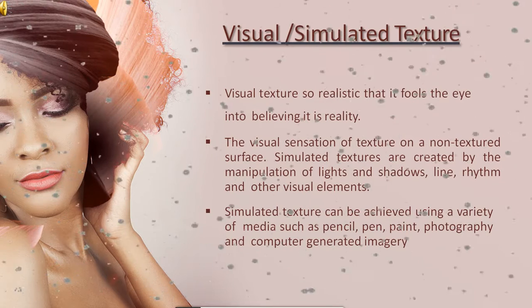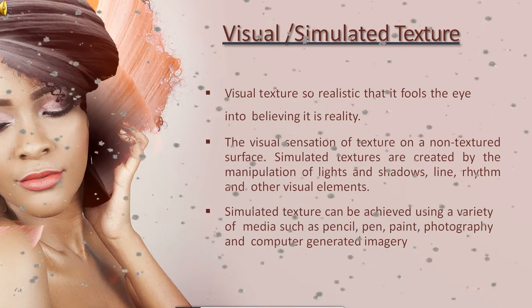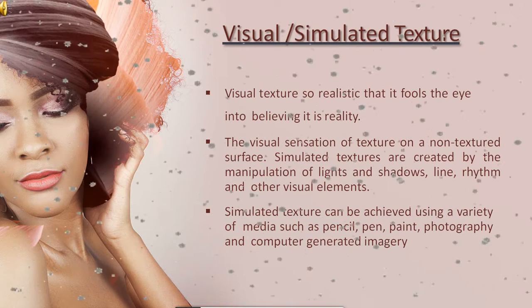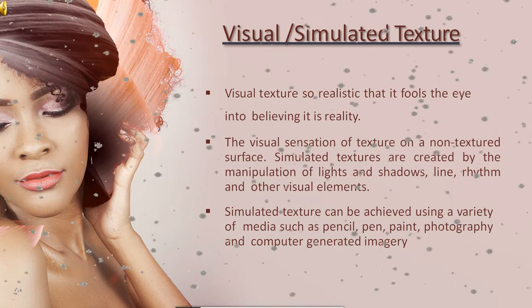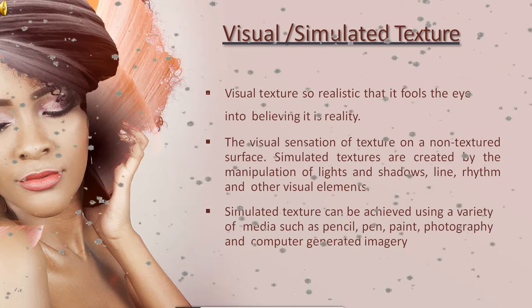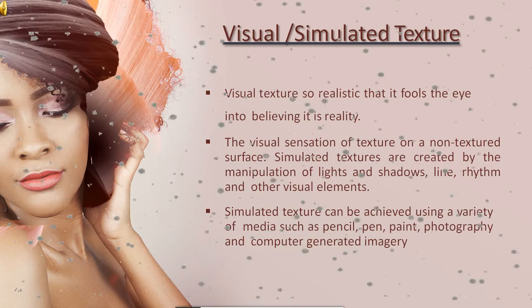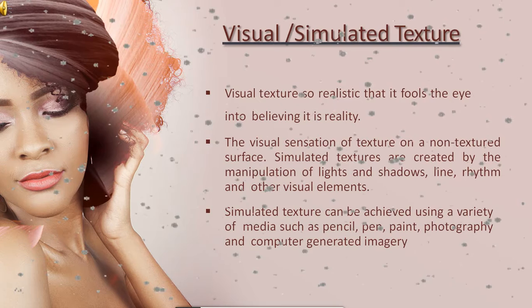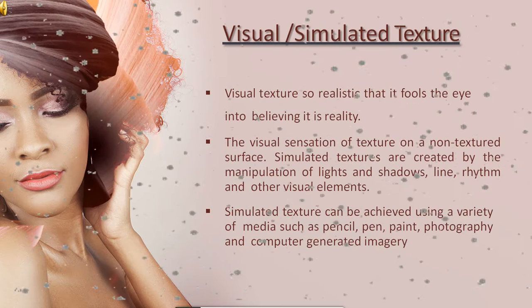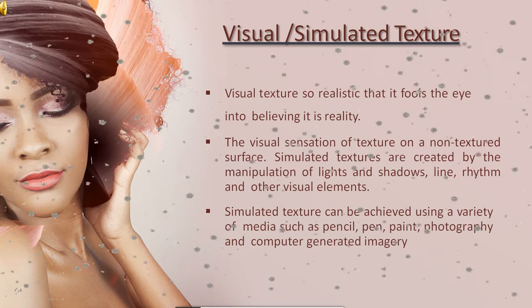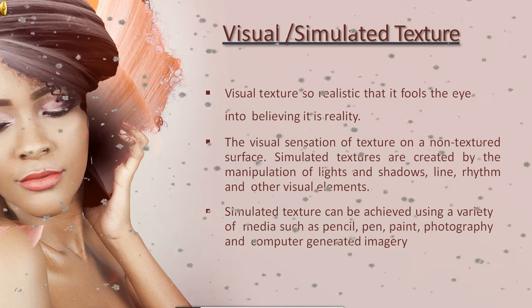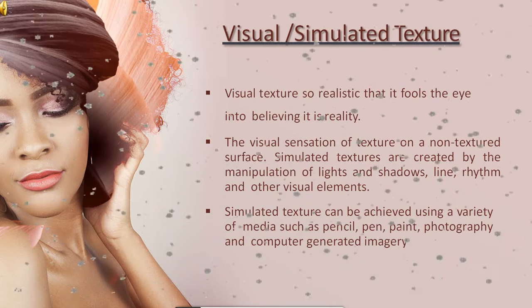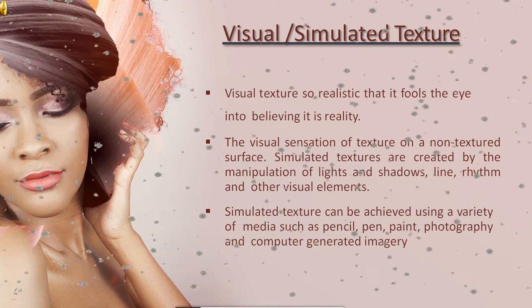Visual texture so realistic that it fools the eye into believing it is reality. The visual sensation of texture on a non-textured surface. Simulated textures are created by the manipulation of lights and shadows, line, rhythm and other visual elements. Simulated texture can be achieved using a variety of media such as pencil, pen, paint, photography and computer-generated imagery.